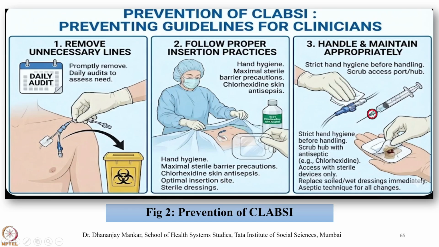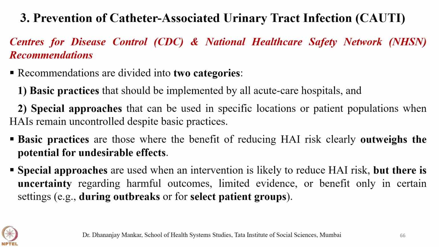appropriately, which is very important, where you find strict hand hygiene before handling, scrub the access port and all that. So this can give you a proper set of checklists: if you have done all these steps, first, second and third, in prevention of CLABSI, you will find maximum reduction in the rate of these CLABSIs. Then comes prevention of catheter-associated urinary tract infection.